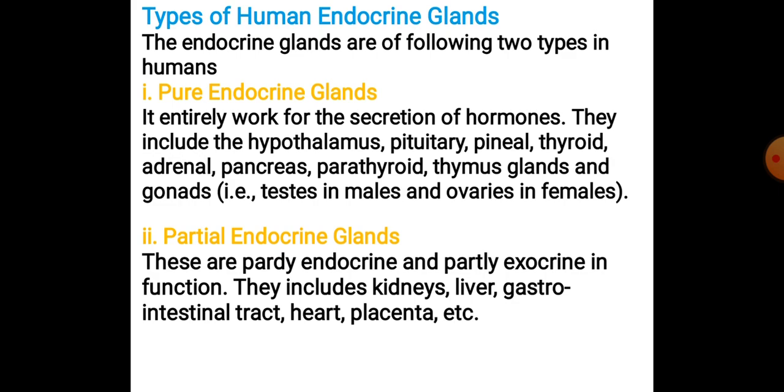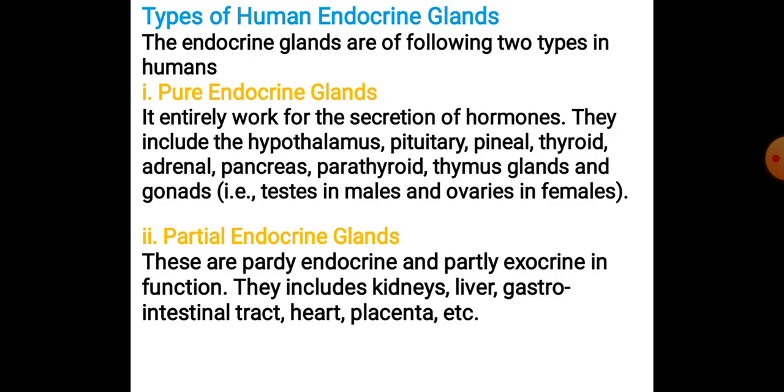There are two types of endocrine glands: pure endocrine glands and partial endocrine glands. Pure endocrine glands work entirely for the secretion of hormones. For example, hypothalamus, pituitary, pineal, thyroid, adrenal, pancreas, parathyroid, thymus gland, and gonads. These are a few pure endocrine glands.